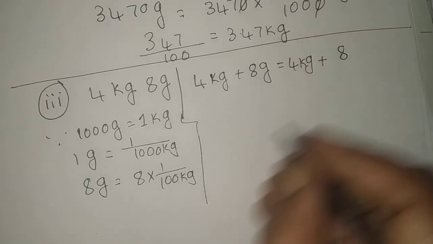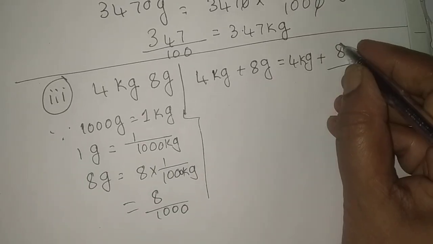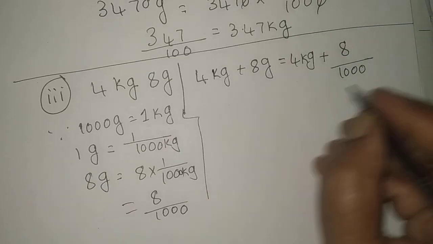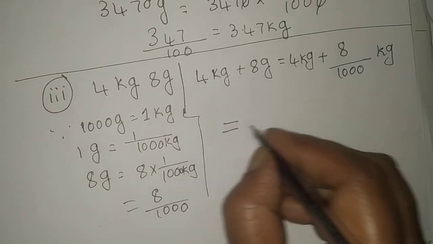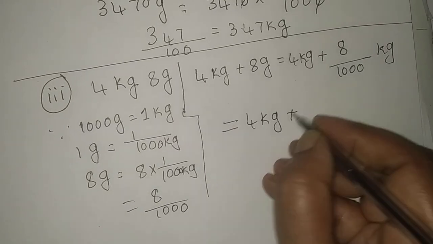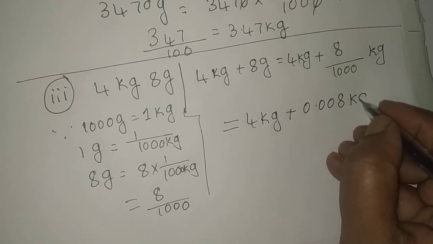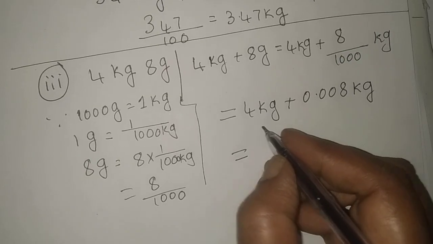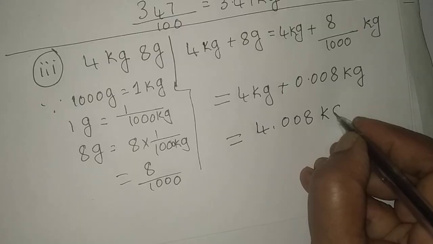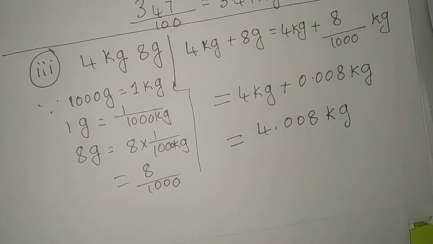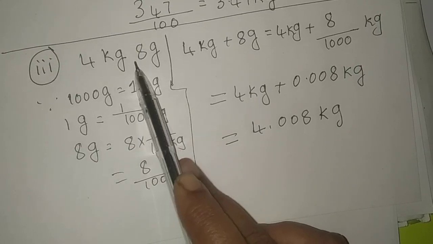Right here, 8 by 1000 kg. Now you can write it as 4 kg plus this one, 8 by 1000, which can be written as 0.008 kg. Add both, so we'll get 4.008 kg. This is how to convert. So 4 kg 8 grams is given, and we can write it as this also, as we have to convert in kg.